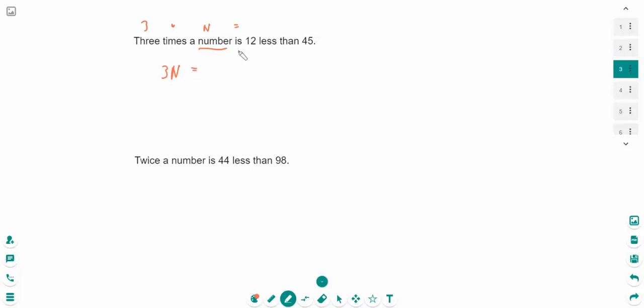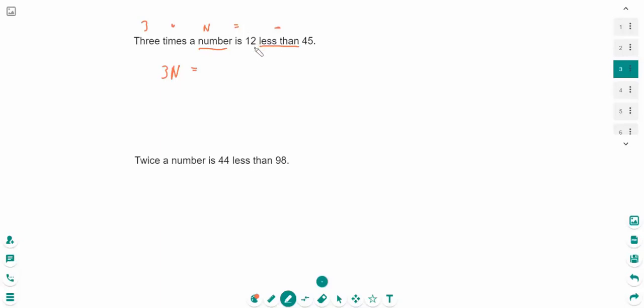Right? Now we have maybe the slightly trickier part here. 12 less than 45. 12 less than 45. So if we think about that, less than means subtract, right? But what are we subtracting? And what are we subtracting it from? So we're subtracting 12, right? 12 less than. We're subtracting 12 from something, all right?